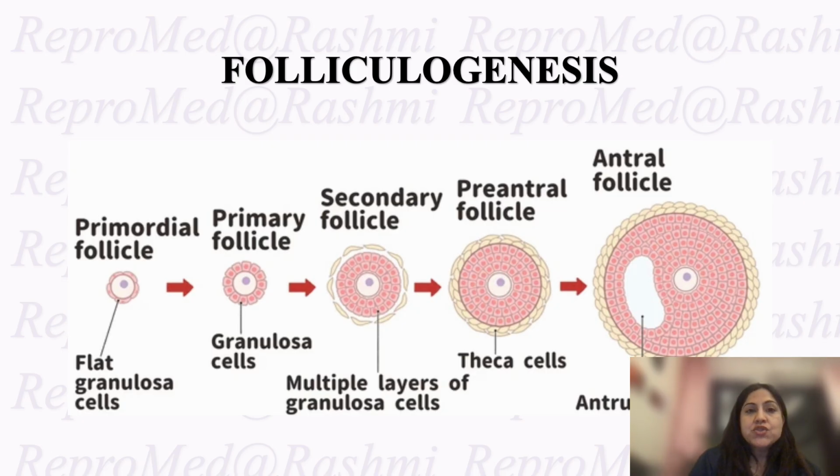So, in a nutshell, folliculogenesis starts with the primordial follicle. Primordial follicles have flat granulosa cells. In the primary follicle, these flat granulosa cells get converted into cuboidal to columnar cells. Secondary follicle has multiple layers of granulosa cells. In the preantral follicle, the theca cell layer comes into being, and in the antral follicle, we can see the cavity formation.